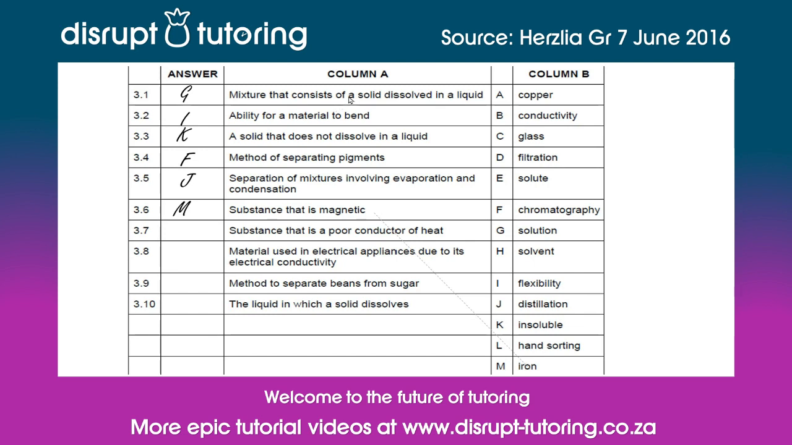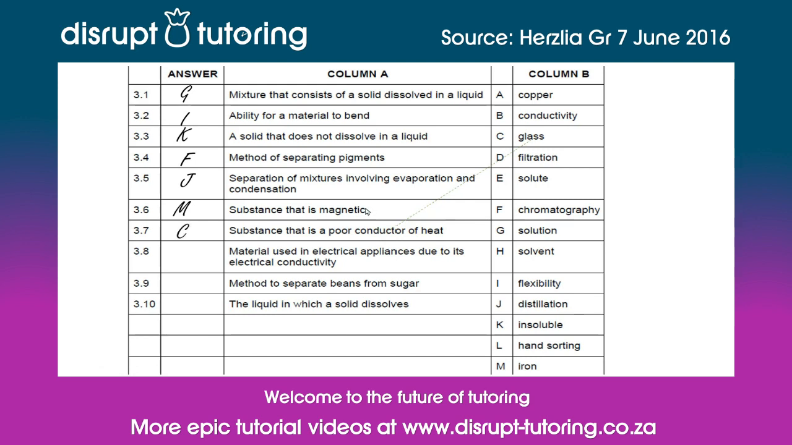Alright, let's see. 3.7 reads substance that is a poor conductor of heat. Of all the answers that we have here, glass is the correct one. Glass is an insulator. So you might find thermos flasks that are lined with glass on the inside, for example, because it is a poor conductor of heat. It keeps hot things hot and cold things cold in a thermos flask, for instance. So the answer we're going to put there is C.